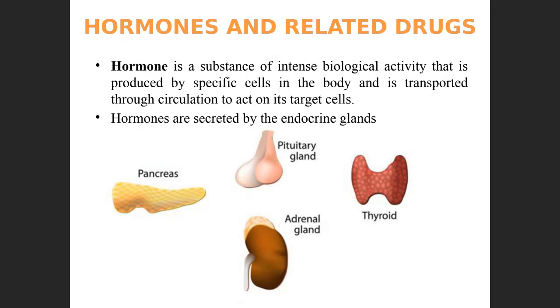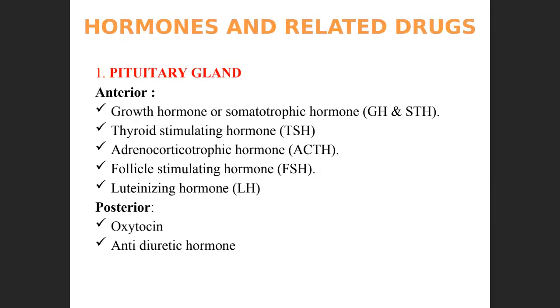Next, coming to the hormones and related drugs. Hormones are substances which have biological activity and are produced from specific cells in the body, and they are transported through the blood to reach their target cells. Hormones are basically secreted by glands: the pancreas, pituitary, adrenal, thyroid gland, etc. From the pituitary gland, hormones are secreted from the anterior pituitary as well as the posterior pituitary.